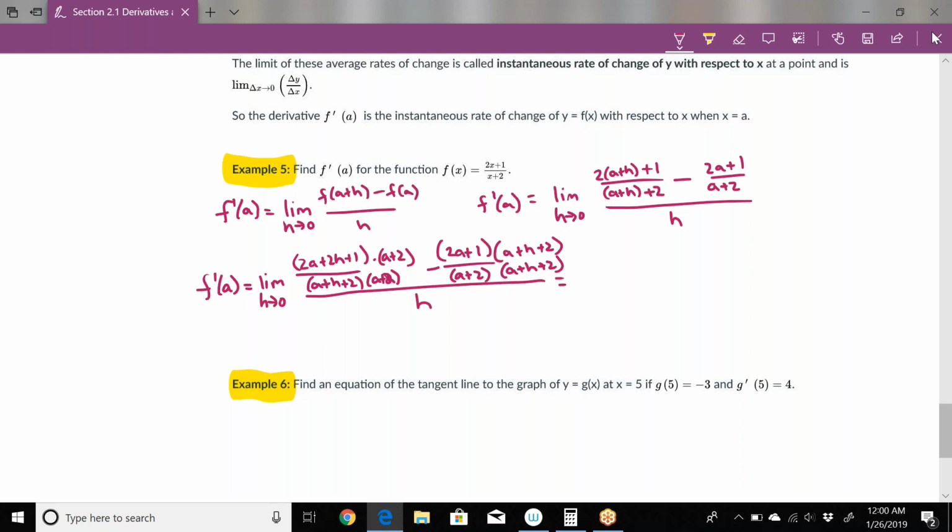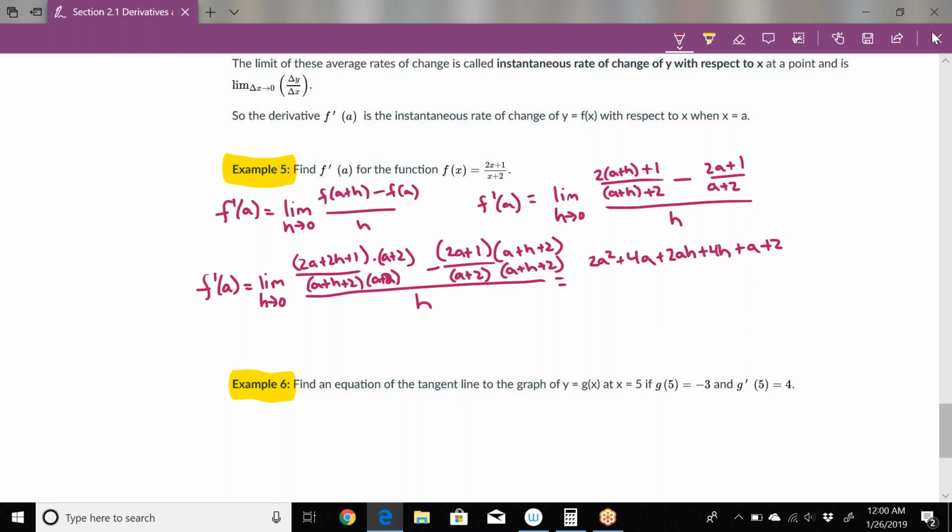Okay, so let's work out what's going on top. So we're going to need to distribute or FOIL all of our stuff out. Essentially, we're distributing since it's a trinomial times a binomial. I would not do anything with the denominator pieces. I would just leave them factored, but we do want to work out the tops. So 2a times a is 2a squared. 2a times 2 is 4a. 2h times a is 2ah. 2h times 2 is 4h. 1 times a is a, and 1 times 2 is 2. So there is my first numerator.